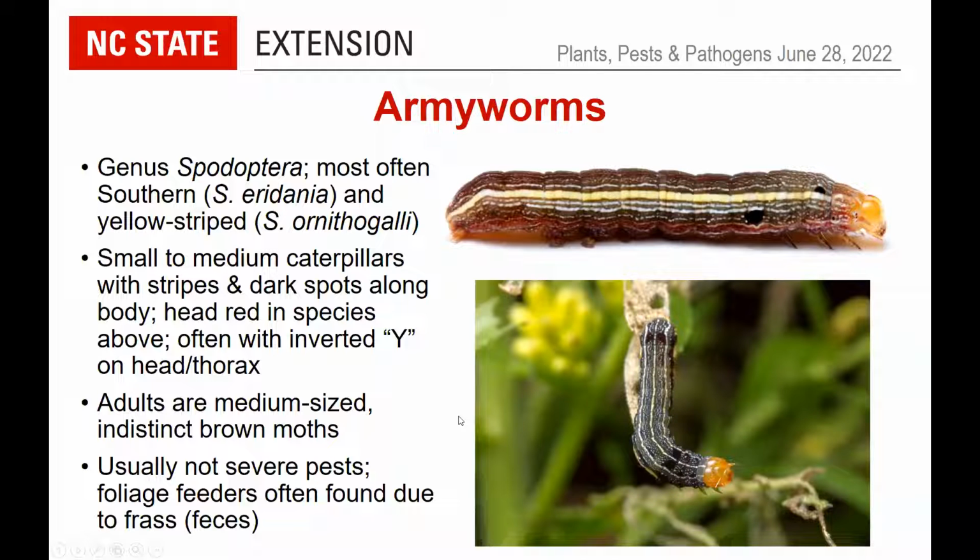They're usually not a severe pest. They're foliage feeders, and I often find them on my tomatoes when you see frass or the fecal pellets landing on leaves below. So you can search around for them, and you might find these striped armyworms, different types of armyworms.